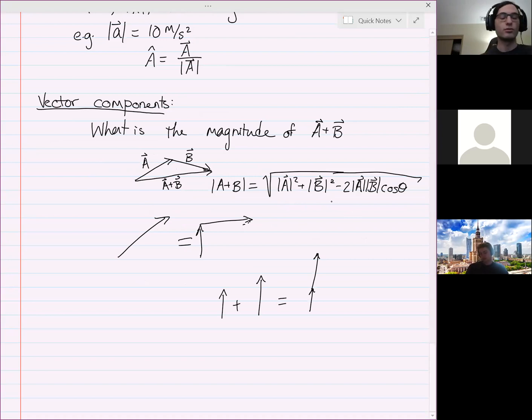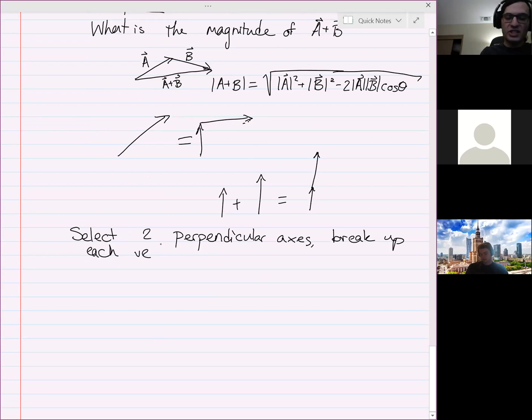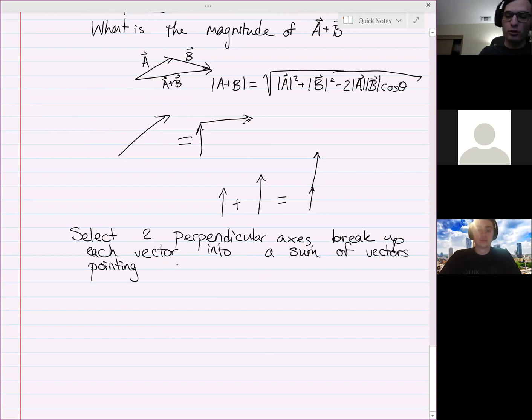So what we do when we're working in, say, two-dimensional land is we select two perpendicular axes, and then break up each vector into a sum of vectors pointing along those axes. Sorry, writing this out takes some time, but this is important.